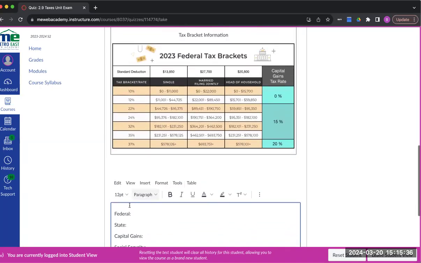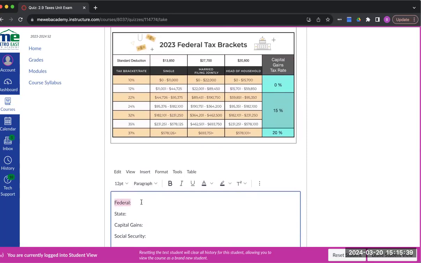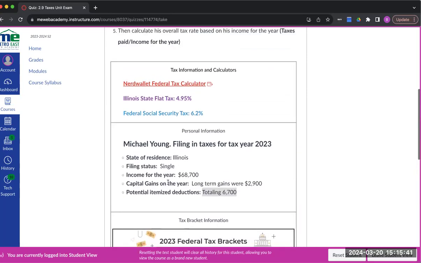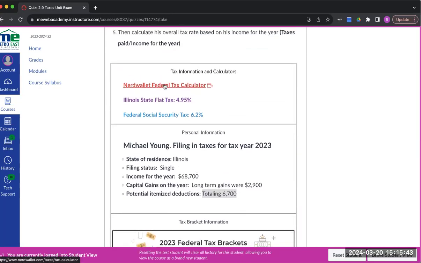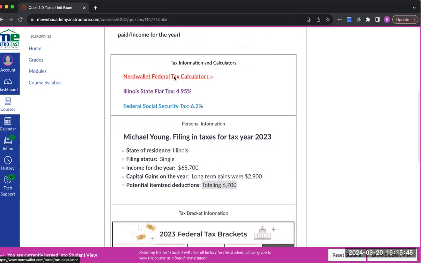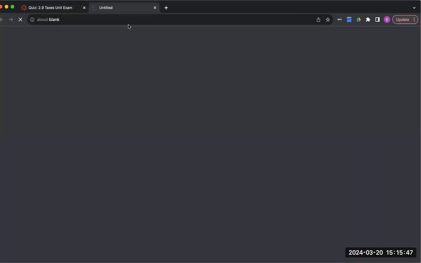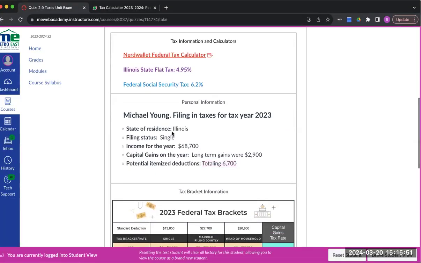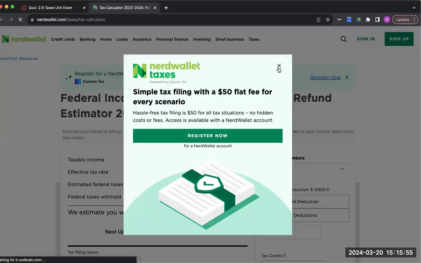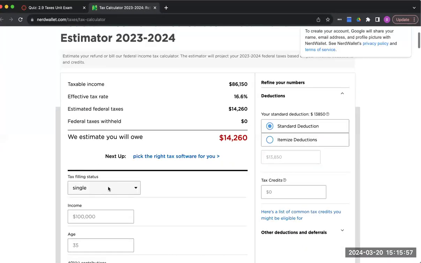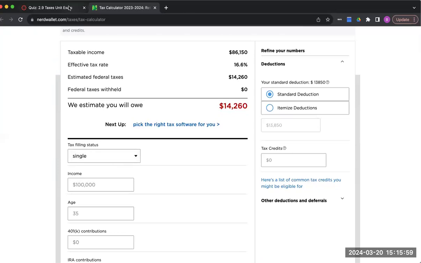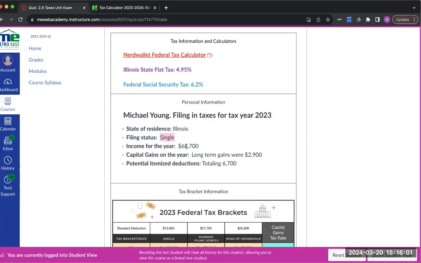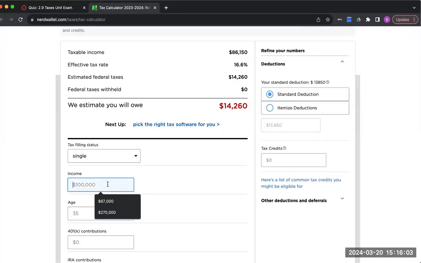So let's start with the federal tax. It's going to be the biggest tax, and we're going to use the NerdWallet federal tax calculator. We'll click this link, and it's going to take us to the calculator. Now we're just going to fill in Michael's personal information here. Filing status is single. Income for the year for Michael was $68,700. So you can type that in, 68,700.